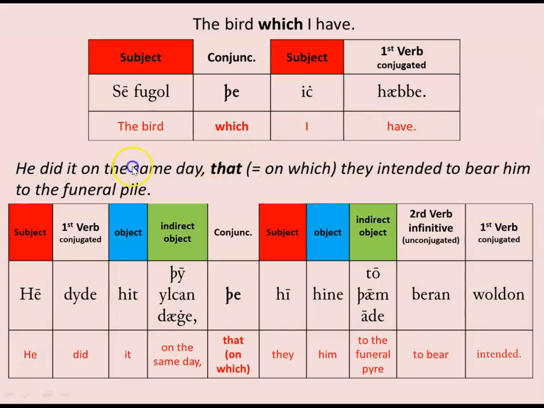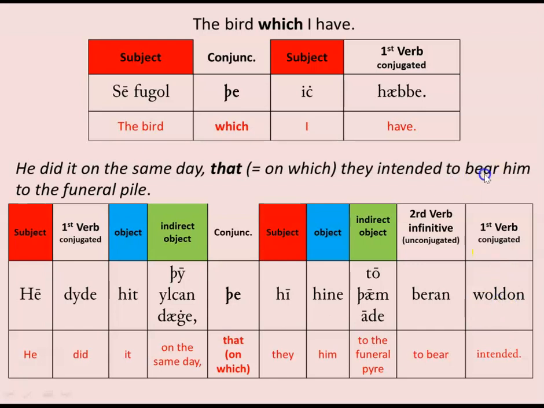Now let's have a look at another one. He did it on the same day that, equals on which, they intended to bear him to the funeral pile. So the primary, main, independent clause has subject, verb, object in the usual word order. Hē dyde hit þȳ ilcan dæge þe hī hine tō þǣre byrġenne beran woldon. There are two verbs here, and both those verbs are going to the end. The first of which, intended, goes to the very end in its conjugated form, plural past tense, woldon.